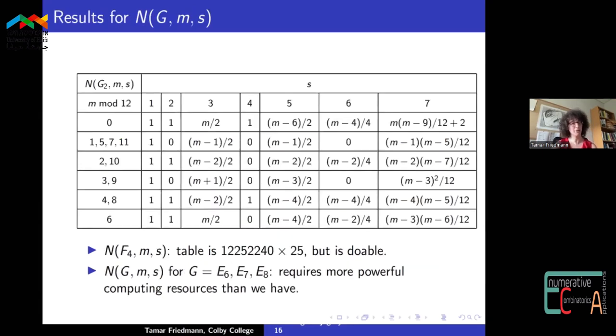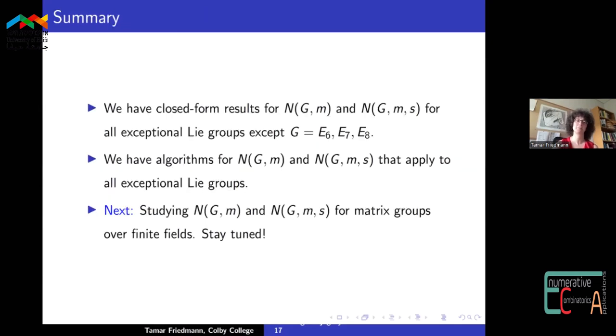So this is what the result looks like for G2. For F4, the table is much bigger, but the computer still did it. And for the others, the computer crashed. So sorry about that.